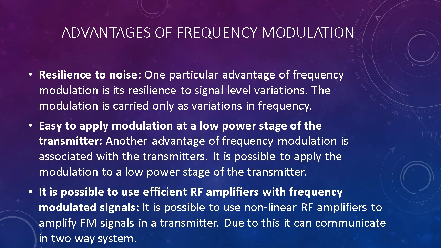So it is possible to use an efficient RF amplifier with a frequency modulated signal. It is possible to use a non-linear RF amplifier. What does it mean? The radio frequency amplifier is not linear, but still it can be used to amplify the FM signal in a transmitter, in a tower. The tower is used to transmit a signal. So these are the advantages of frequency modulation.